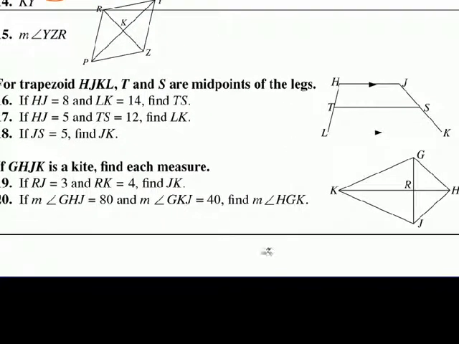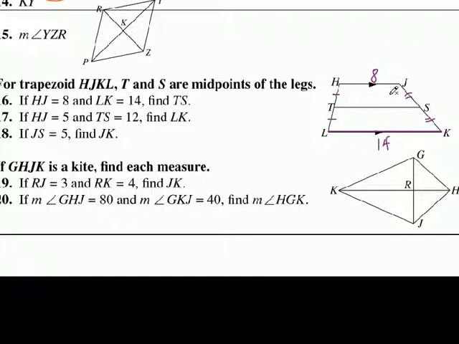All right, let's look at this. This is a trapezoid. We should get this section done. Watch this. It's a trapezoid, and it says T and S are midpoints of the legs. So T and S are midpoints. That means this and this are equal to each other, and this one and this one are equal to each other. Let's put some numbers in. HJ is 8, and LK down here is 14.